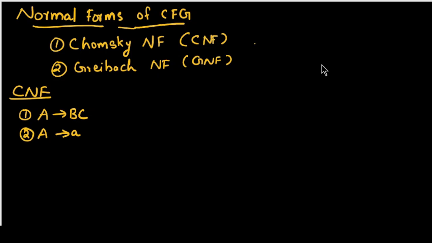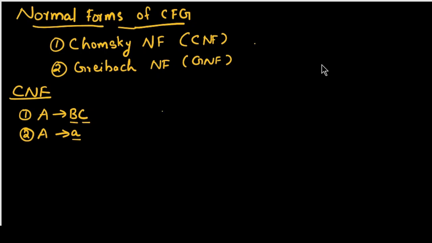Look into these two productions. In the first one, on the right hand side, we can see exactly two variables. And here there is only a single terminal. The production rule should be either in the first format or in the second format. Some of the productions may be in this category and some in that category, that's not a problem, but every production rule should be in this form or in this form.